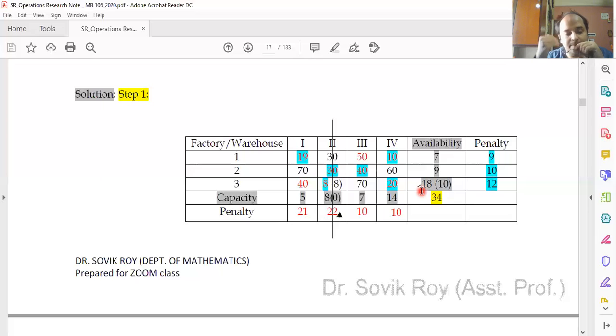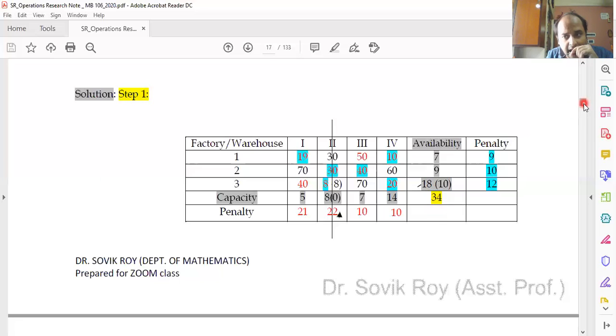Now let me come to the point of penalty. So I have put a column on the right hand side named penalty, and I have put a row below, which is also known as penalty. Okay, how to calculate the penalties? We have to calculate the penalties for each row and each column.